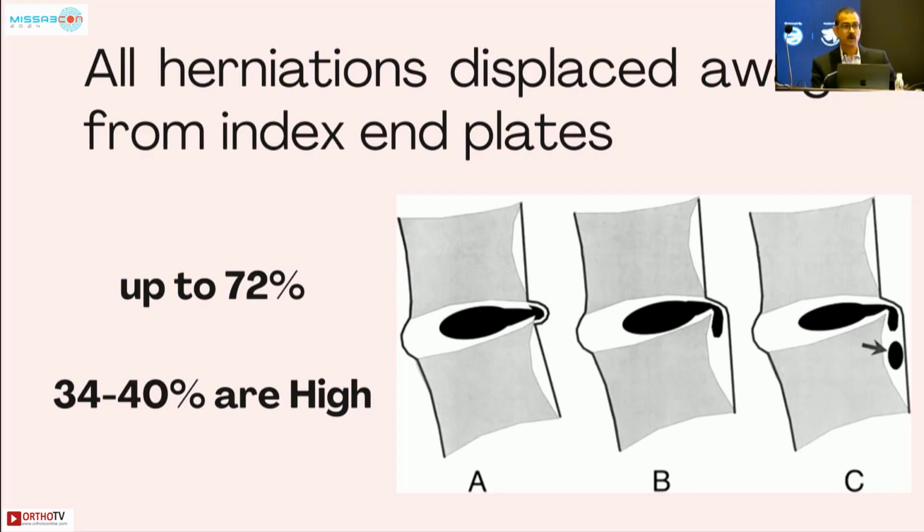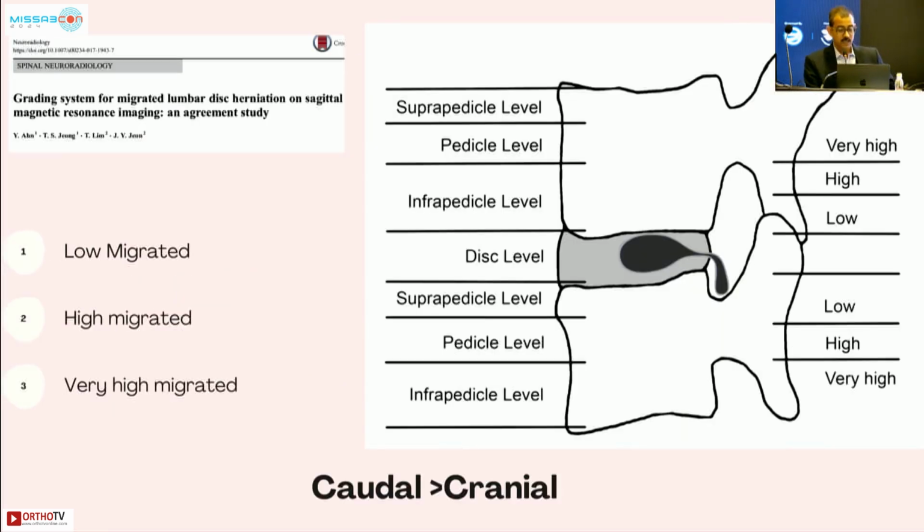Okay, so as we all know, all herniations which are displaced away from the index end plates are called migrated herniations, and this can be seen in up to 72% of the cases, and up to 40% are high migrated. This can be sequestrated as well and non-sequestrated. The grades have already been discussed by the previous speaker. They have been graded in 6 grades.